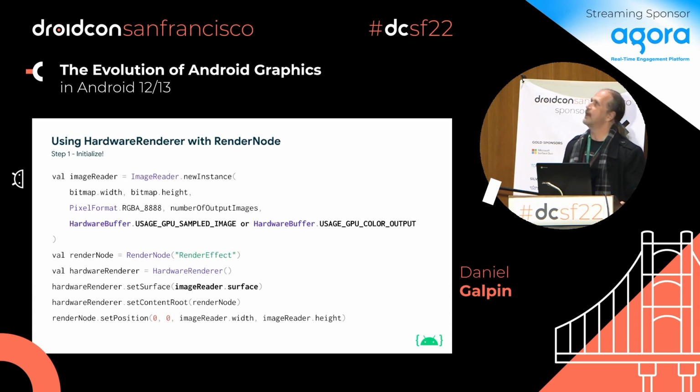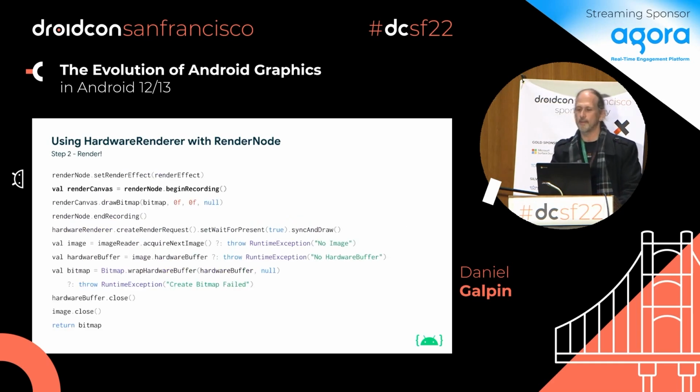But when you create an image reader, you can create it with hardware buffer, and this uses that weird Kotlin syntax for, or. But all we're saying is, if you use the correct parameters for hardware buffer, you end up with an image reader that creates a surface that can be rendered to. And so there we go. You can now create a hardware renderer. You can set the surface from that image reader.